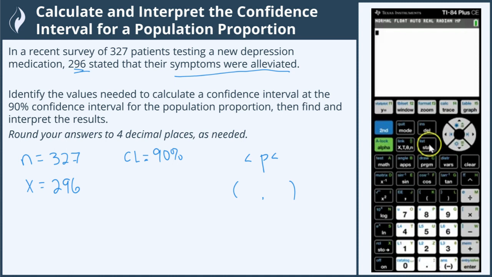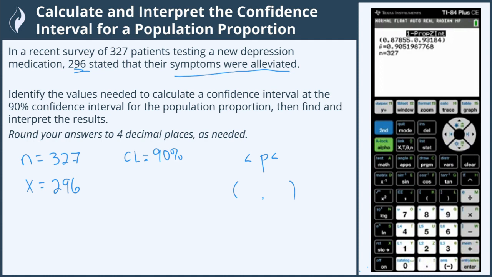So we're going to use our graphing calculator here. So when you want to find a confidence interval, stat tests, we're going to go to 1-PropZInt, right? We want it for a proportion and an interval. We already defined our x as 296. We defined our n as 327. We defined our C level, confidence level, as 90%, so 0.9. Calculate. It's going to give it to us in interval notation.